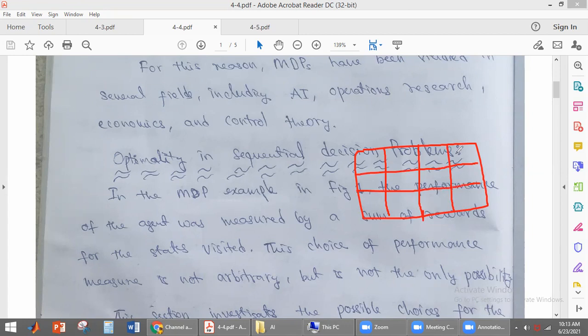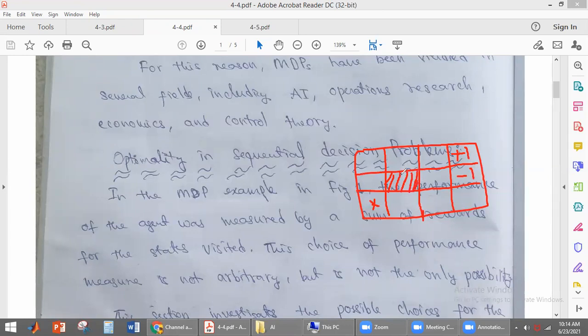These are the two terminal states. +1 is one terminal state, and -1 is the other terminal state. This is the location where the agent has to start. And there is a barrier here, a wall, so the agent cannot enter this particular state.